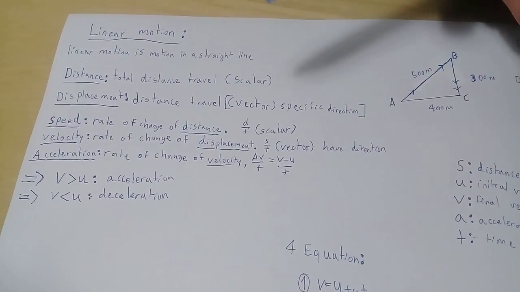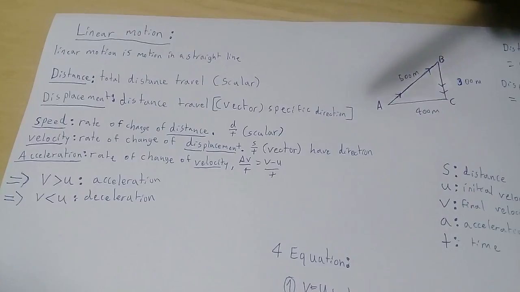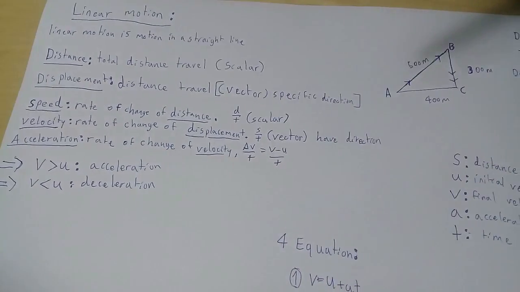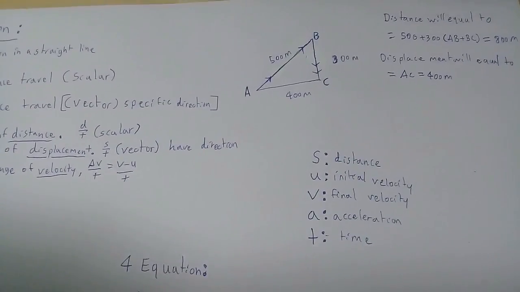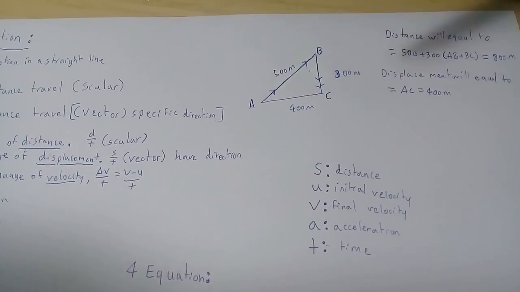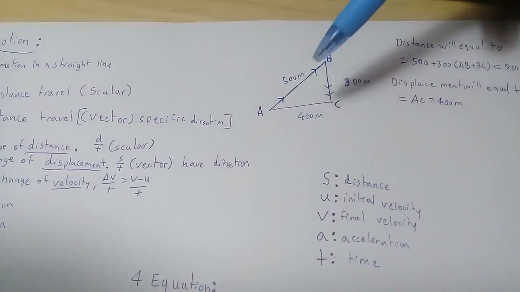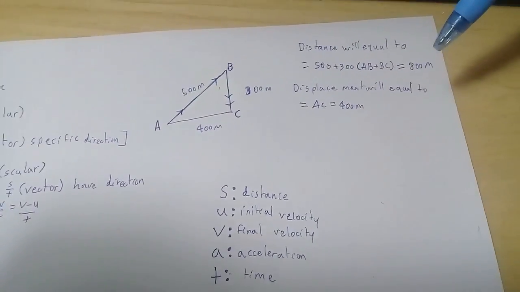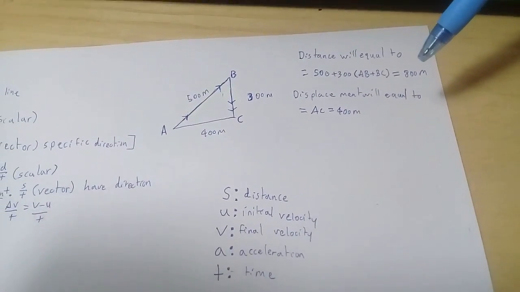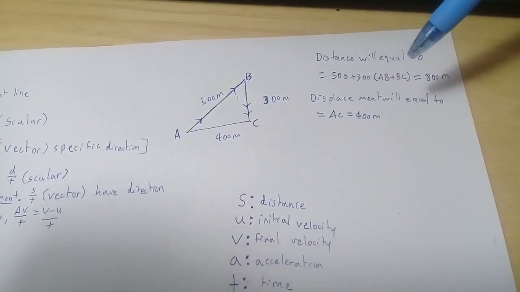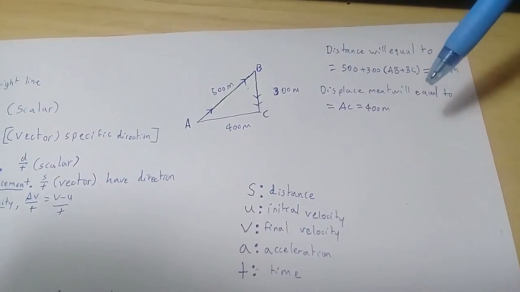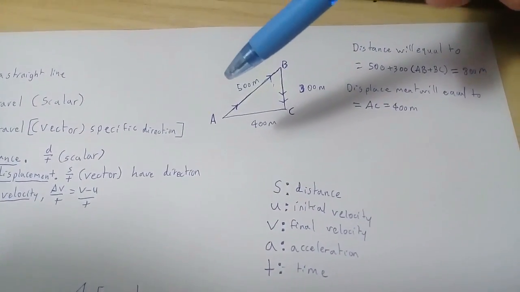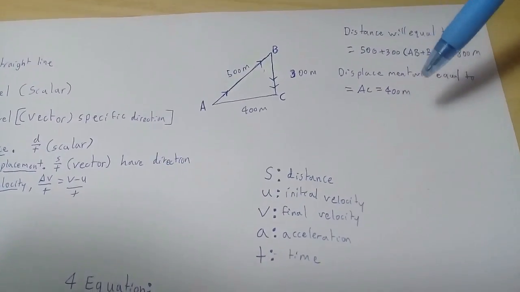Displacement has a specific direction, so it's a vector quantity. For example, if you want to get from point A to C, and you go from A, B to C, it will be 800 meters, which is the distance traveled. But displacement is when you count it directly from A to C, which is going to be 400 meters.